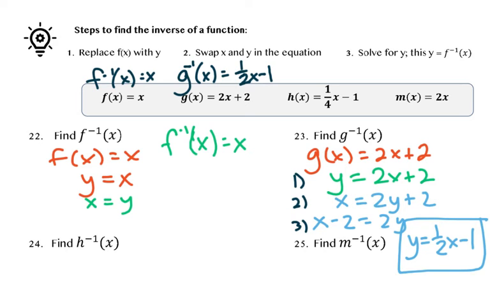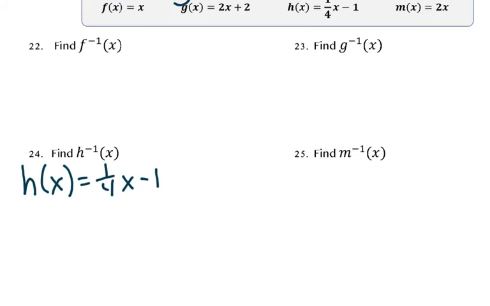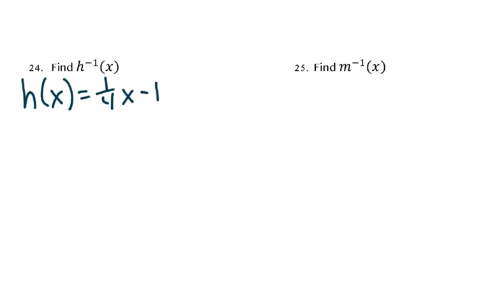H negative 1 of x. Okay, erase the other stuff so it's not in the way. So I'm going to take my h of x, just copied it down. Okay, now the first step, remember, is I'm going to replace my h of x with y. My next step is to swap the x and the y. And now I'm going to solve for y.